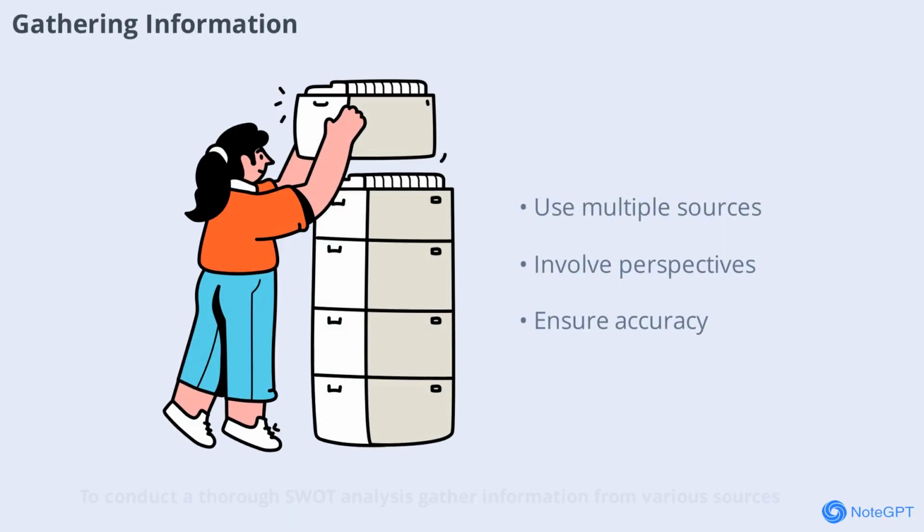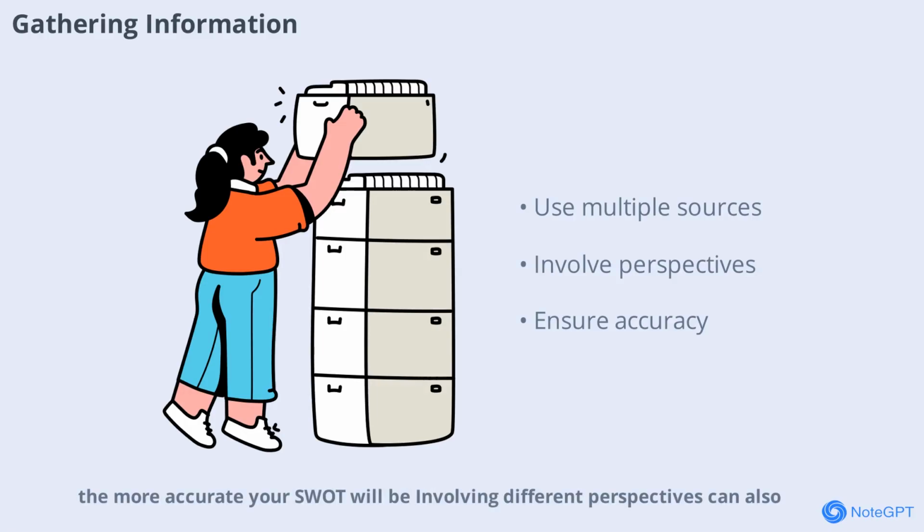To conduct a thorough SWOT analysis, gather information from various sources. This might include market research, customer feedback, financial reports, or competitor analysis. The more data you have, the more accurate your SWOT will be. Involving different perspectives can also uncover insights you might have missed.